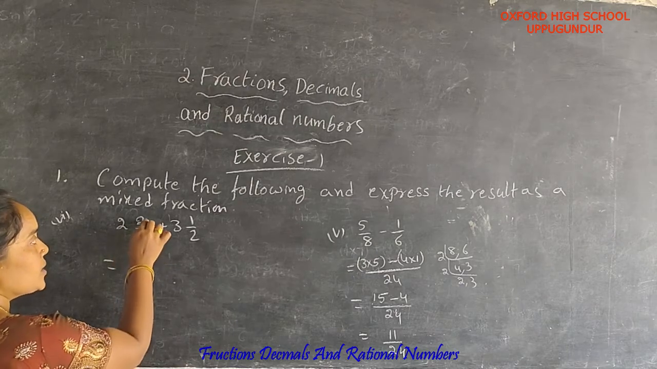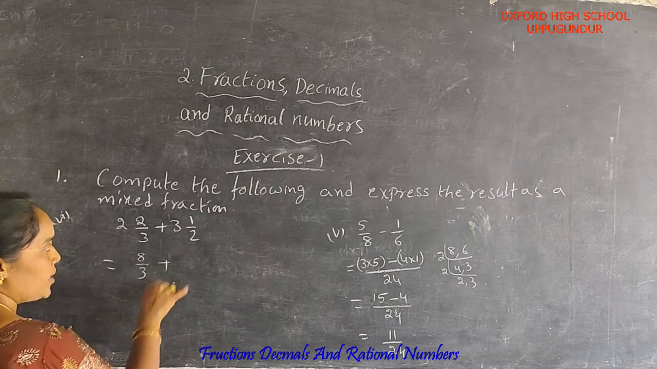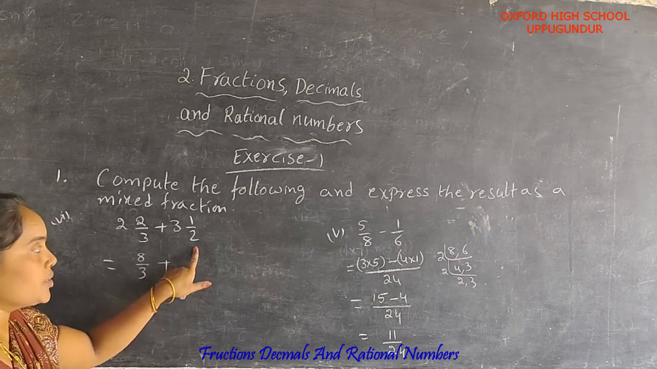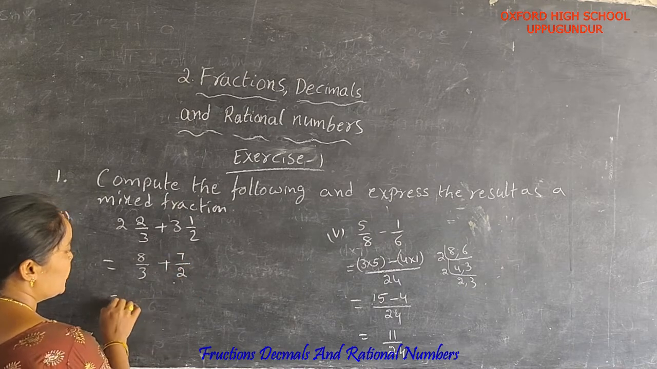2 threes are 6, 6 plus 2 is 8, so 8/3. Plus 3 twos are 6, 6 plus 1 is 7, so 7/2.